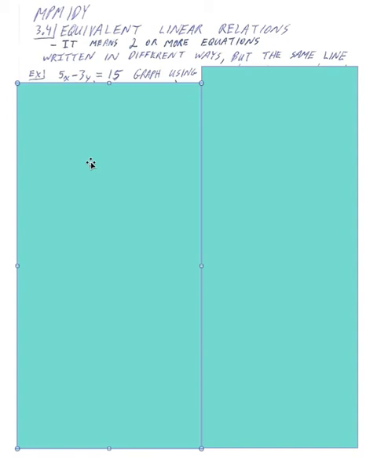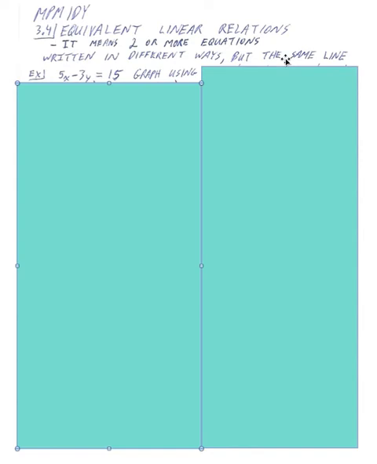Hello everyone. Alright, so grade 9, 3.4, equivalent linear relations. Basically all that means is that two or more equations written in different methods or different looks are in fact the exact same line. Okay, so let's use this particular equation for our first example.